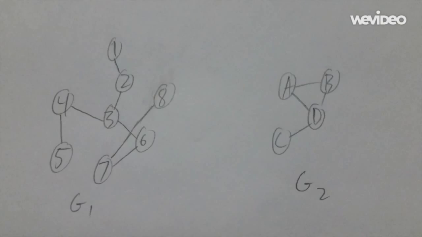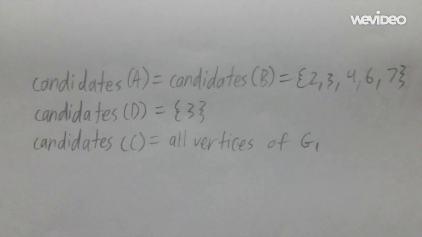G1, if rearranged, can be set up to look like a tree. This intuitively means that no subgraph of G1 can be isomorphic to G2. First, we set the candidates for A and the candidates for B to be 2, 3, 4, 6, and 7. The candidate for D is 3, and the candidates for C are all vertices of G1.